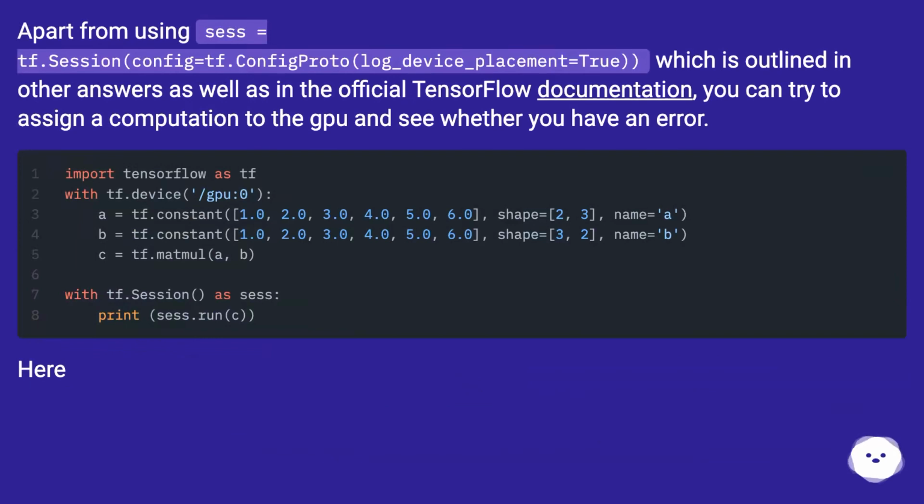Apart from using sess = tf.Session(config=tf.ConfigProto(log_device_placement=True)), which is outlined in other answers as well as in the official TensorFlow documentation, you can try to assign a computation to the GPU and see whether you have an error.